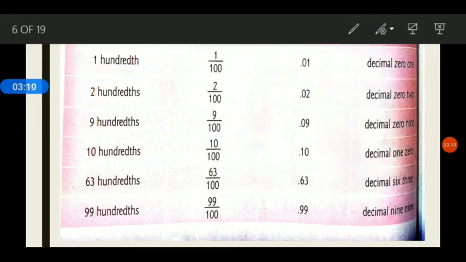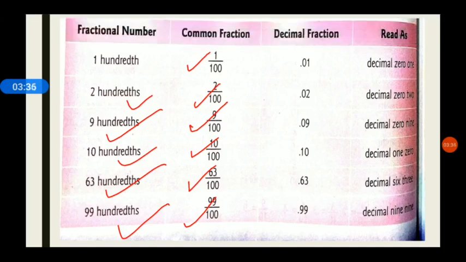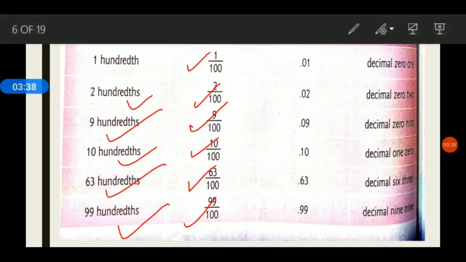So one hundredth we represent as 1 upon 100, two hundredths as 2 upon 100, nine hundredths 9 upon 100, ten hundredths 10 upon 100, sixty-three hundredths 63 upon 100, ninety-nine hundredths 99 upon 100. It means whatever number is given, and after it hundredth is added, that 100 we put as the denominator. Got it? Now how do we represent this common fraction as a decimal fraction?